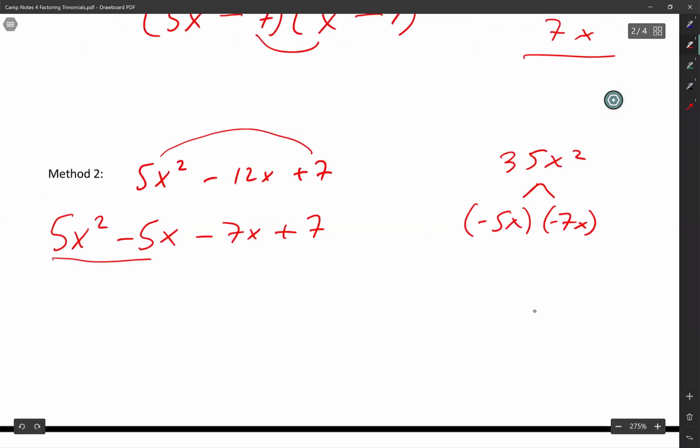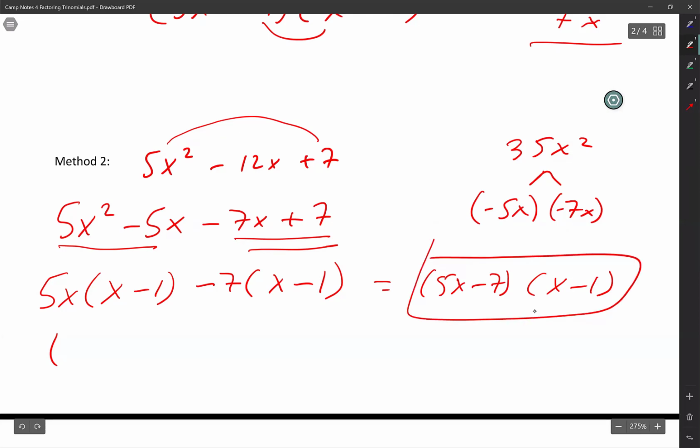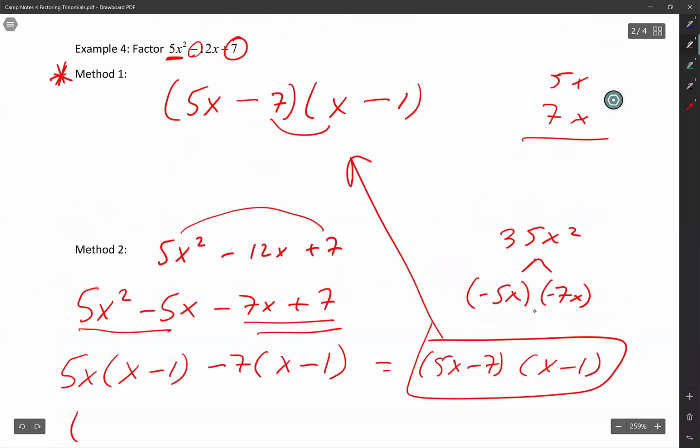And then from there, I group, and then what can I factor out from the first two? A 5. And I'm going to write x minus 1. And on the next two, what I want is another x minus 1. So on this one I am going to factor out a negative 7, x minus 1, as you can see there. So now if I factor out the x minus 1s, you're going to have 5x minus 7. And there it is. 5x minus 7, x minus 1, which is what we got over here.